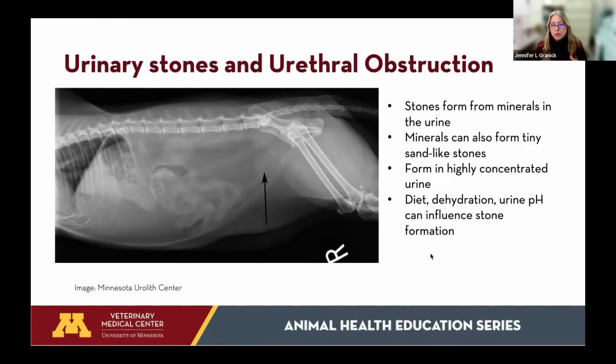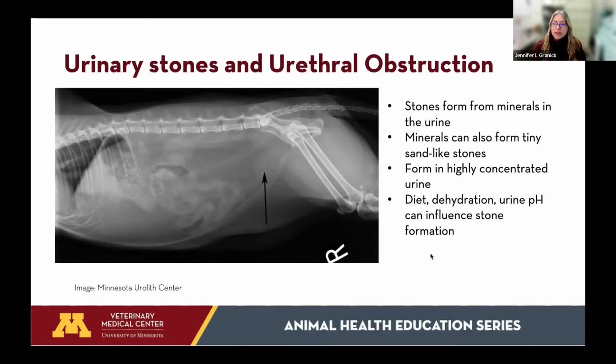The analogy that we often use is like trying to stir a bunch of sugar into your iced tea, for example. You can add some sugar and stir it around and it'll dissolve. But if you keep adding more and more sugar, eventually it'll get to a point where it won't dissolve and it precipitates out and we can see the crystals. And this is exactly what happens to minerals in the urine, especially when the urine is really concentrated and doesn't have a lot of water in it.